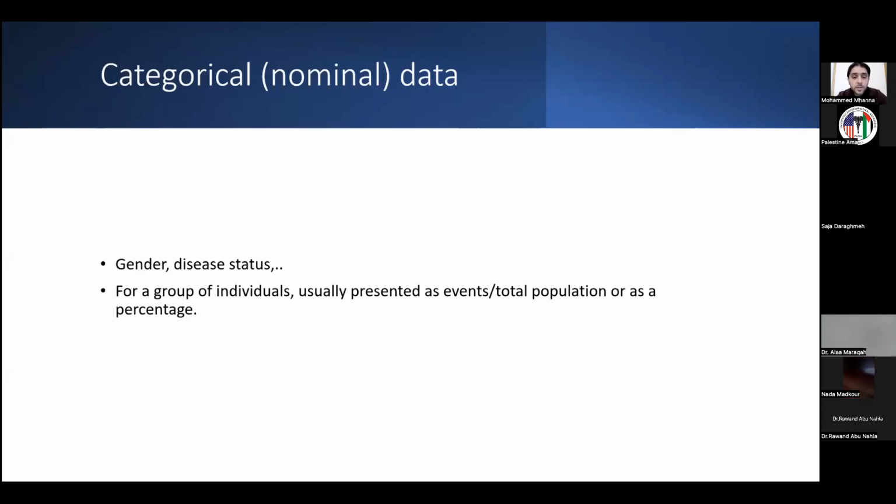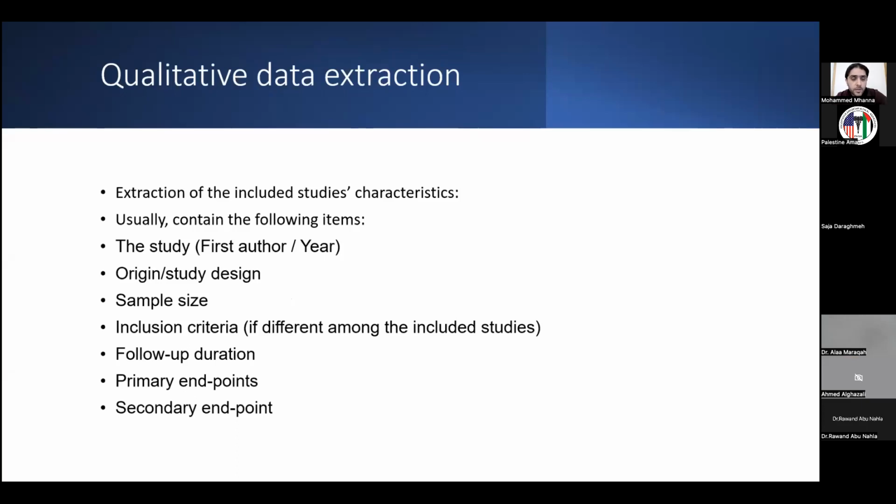For a group of individuals, we can also represent this as events in relation to the total population or as a percentage. For example, if we have a group of 100 patients and 50 of them were males, then for this group of individuals, 50% of the total population were males. Okay, so let's start with qualitative data extraction.